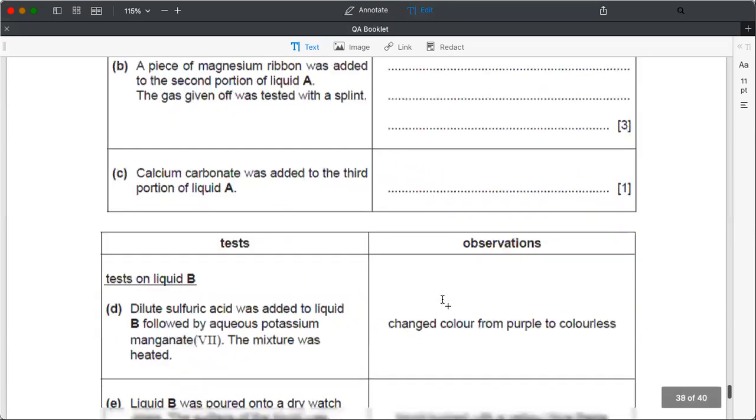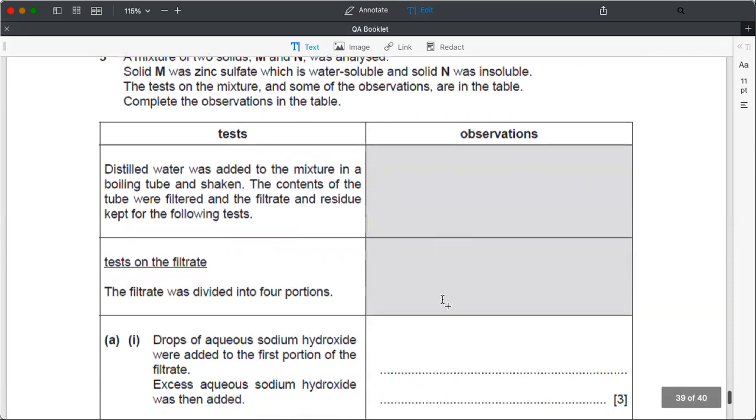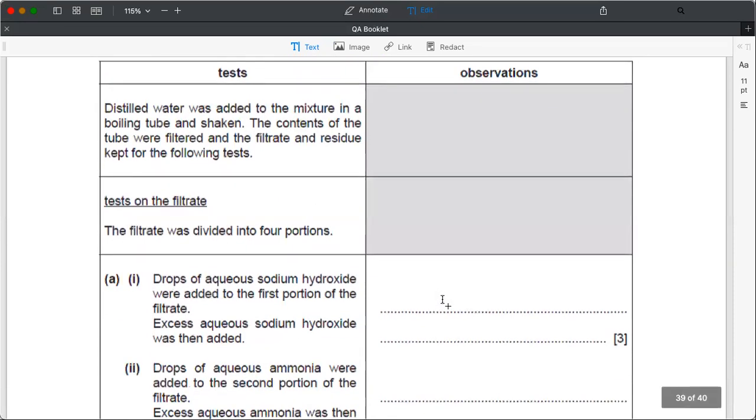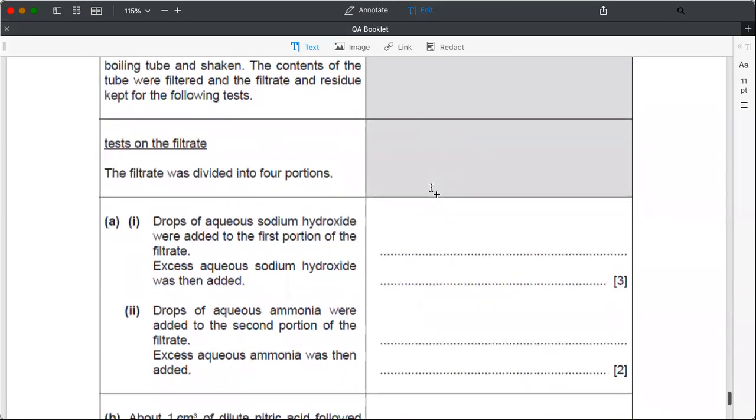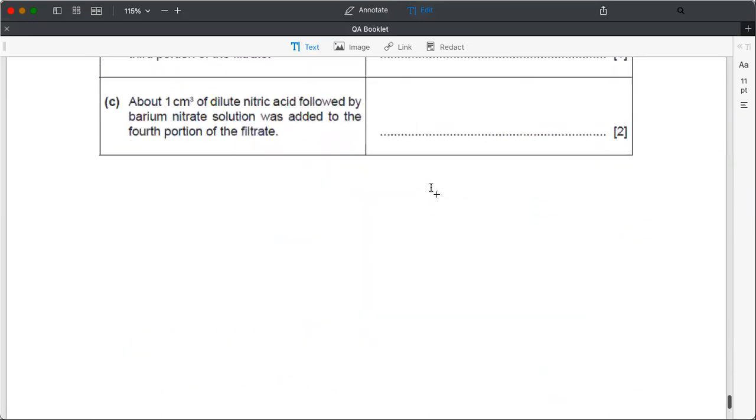So try to do this. My suggestion is to cover up the observations but work backward. You have the identity of the final product based on the practical you have done. Then you work backward to write down the observations. See if you can get it all correct this time around.